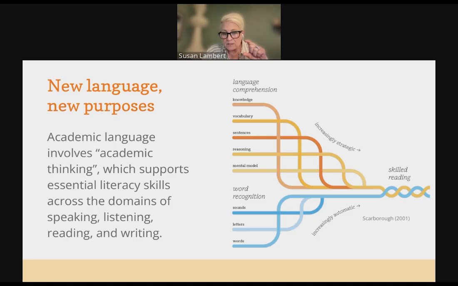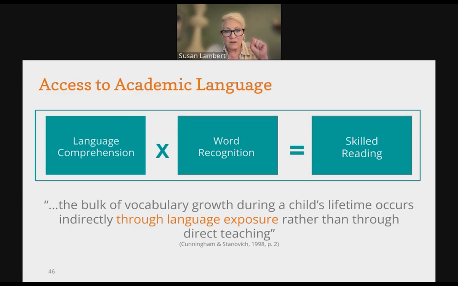Now, one thing that I want to say is that if we don't pay attention to this idea of word recognition, if we can't get kids automatic at reading and writing words, we keep them back from expanding their academic language. Let's unpack that a little bit here. So, access to academic language. Cunningham and Stanovich, I know this is old, 1998, but it's a great aha moment that the bulk of vocabulary growth during a child's lifetime occurs indirectly through language exposure rather than through direct teaching.